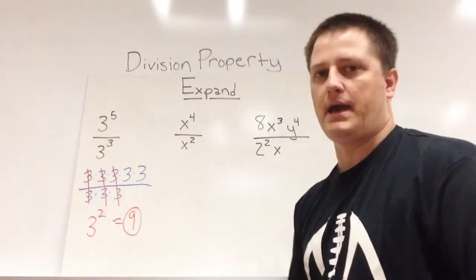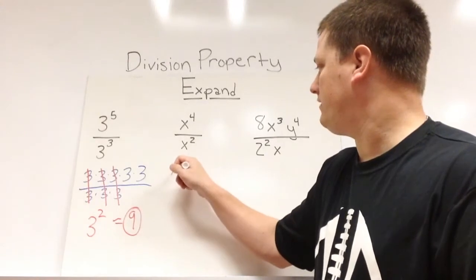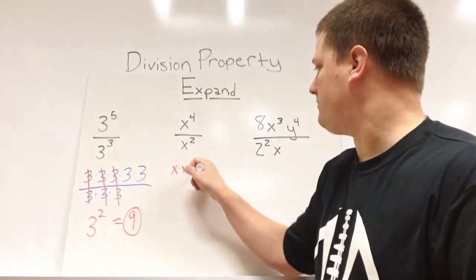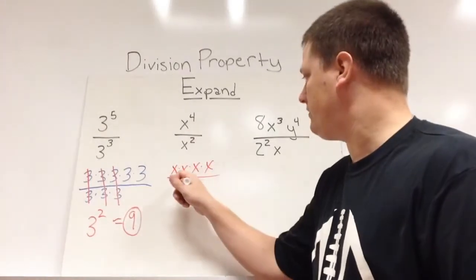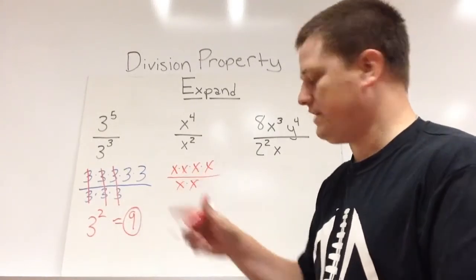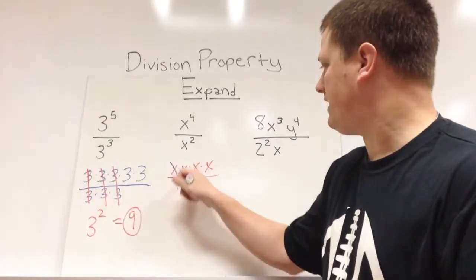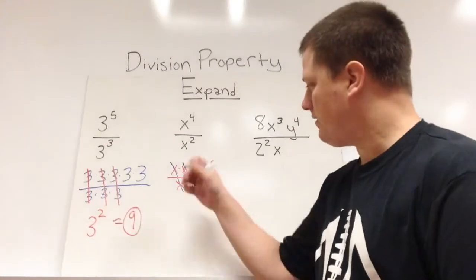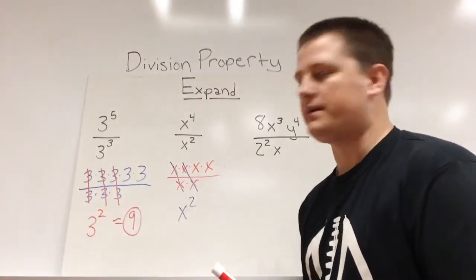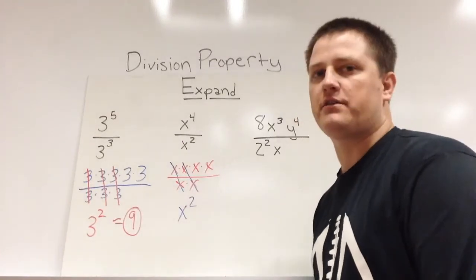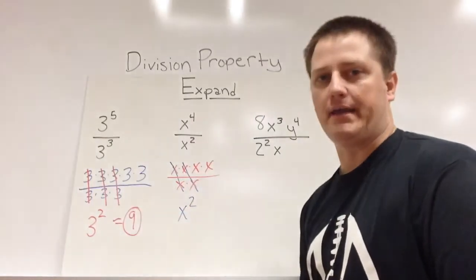Okay, let's look at our x. We have x to the 4th, which would be x times x times x times x over x squared, which is x times x. We would cross out these, and we're left with x squared, because there's 2 on top there. Notice if you can see a pattern between x to the 4th, x divided by x squared, giving us x squared.